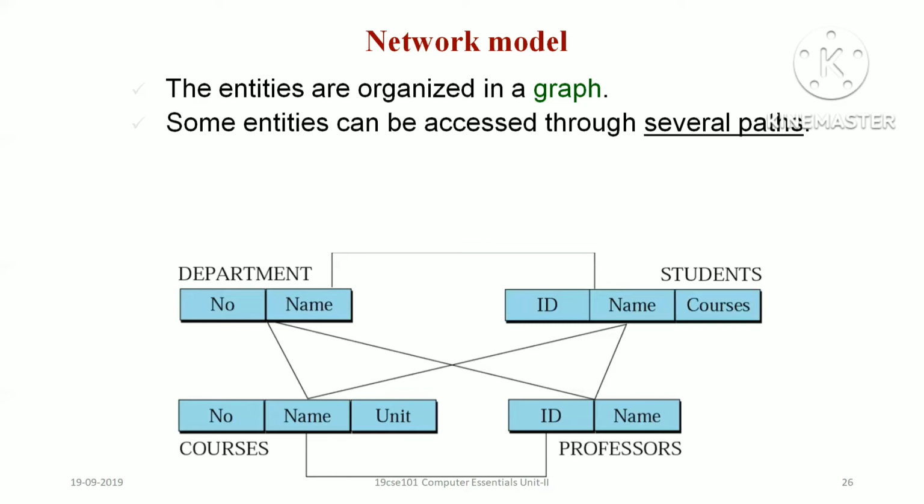And it is basically to create the relationship. We use the network database system. Why do we use the network database system? To create the relationship.